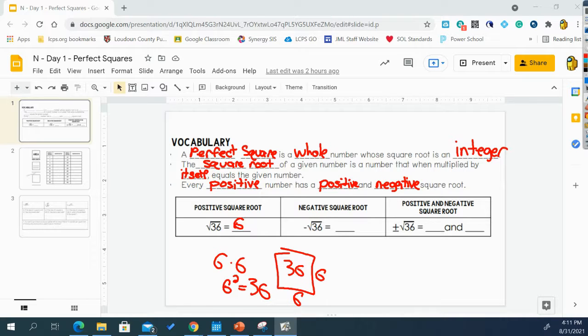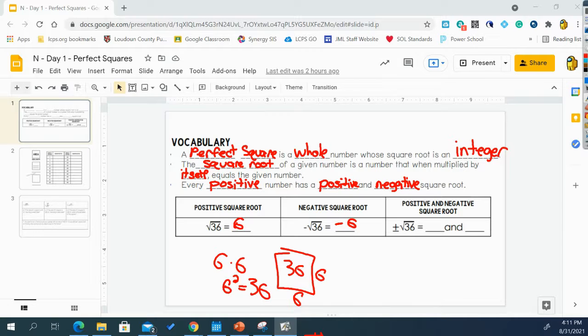My next one is a negative square root. Notice that I have a minus sign, also known as a negative sign, out in front of the square root. So that means when I solve this problem, I'm going to get 6 again, but this time the negative is waiting out front, and I have to attach it to the 6.